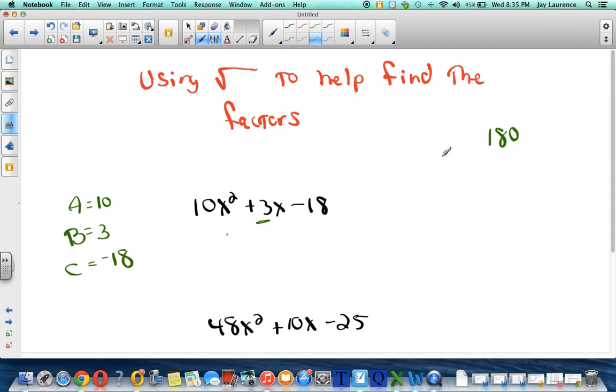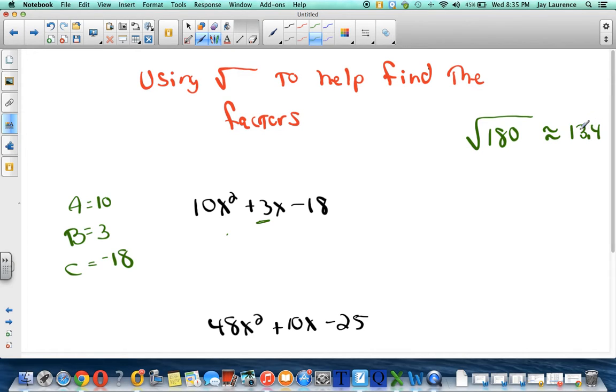If this was 0x, I would need the same number minus the same number, right? Like 7x minus 7x, that would give me 0. But it's 3, so I'm going to find out what that same number might be. I'll take the approximate square root of 180. And when I do that, I get 13 4/10.